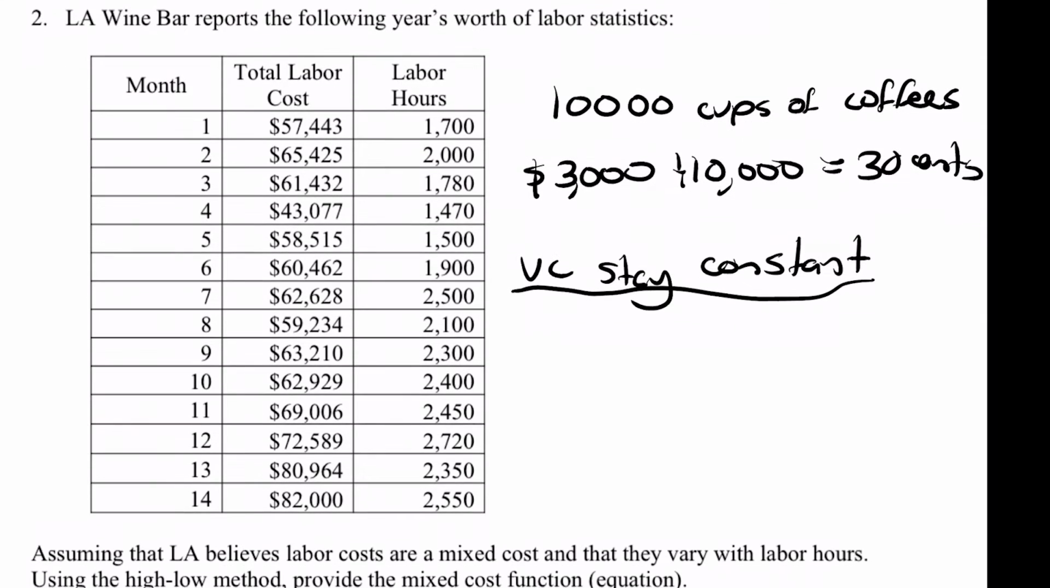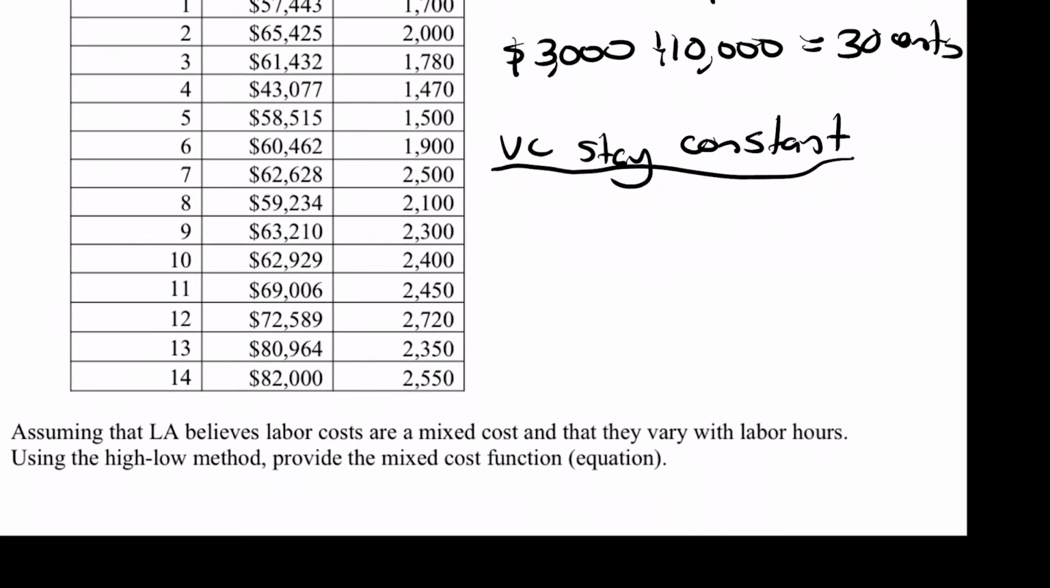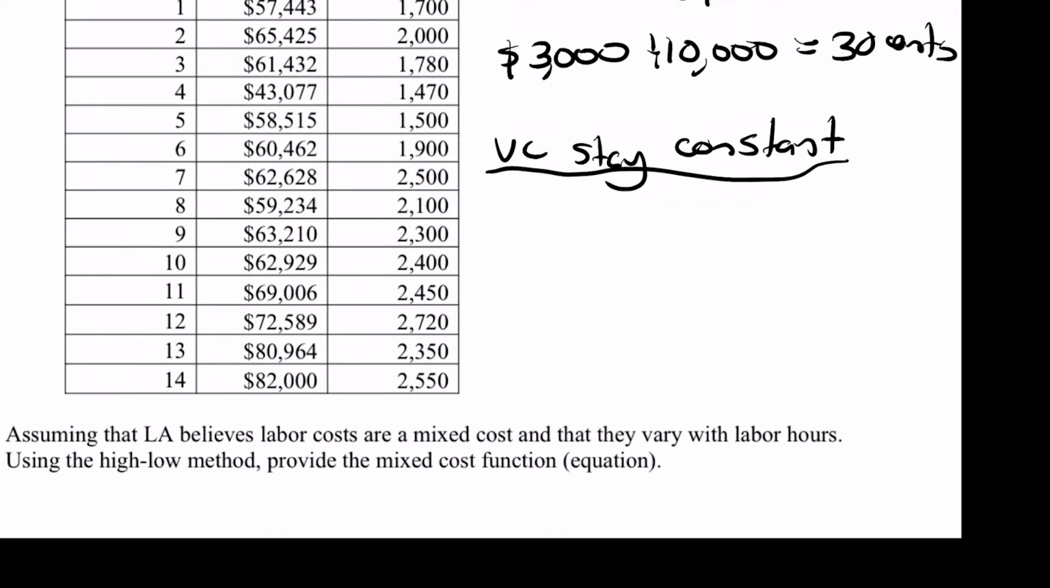So now let's go over question number 2. The Weinbach reports the following year's worth of labor statistics, and they gave us a bunch of labor costs and labor hours. They ask us, assuming that LA believes labor costs are a mixed cost and that they vary with labor hours, using the high-low method, provide the mixed cost function. So what they're asking for when they say equation is they're talking about y equals mx plus b, right?